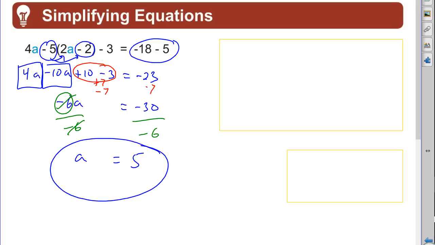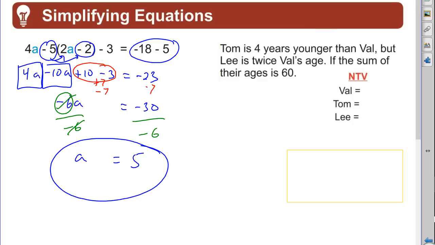Hey, simplifying equations and solving. All right, let's have some fun here. How about this word problem? All right, awesome. So you look at this. Tom is 4 years younger than Val, but Lee is twice Val's age. If the sum of their ages is 60, and I should have had a little bit more question there. Let's say, how old is Tom? That's what I'm going to ask you on this one. Sometimes it'll say, how old is each? I'm going to say, how old is Tom?